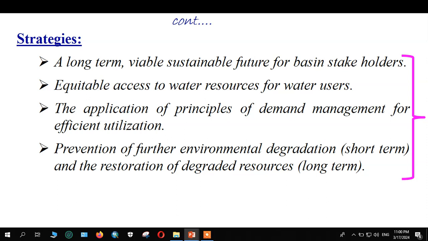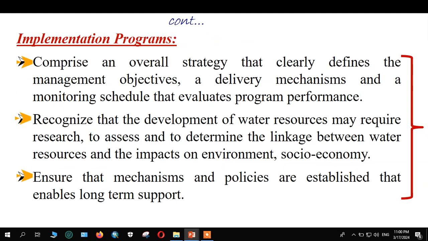This is the objectives of integrated watershed management. Here are the strategies, some strategy pointers. A long-term, viable, sustainable future for basin stakeholders. Equitable access to water resources for water users. The application of the principle of demand management for efficient utilization. Prevention of future environmental degradation in the short term, and the restoration of degraded resources in the long term. These are the strategies of sustainable integrated watershed management.